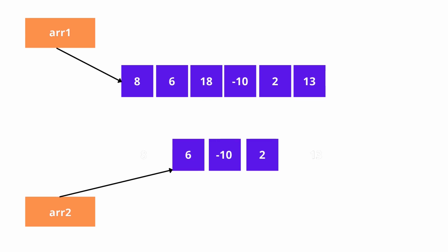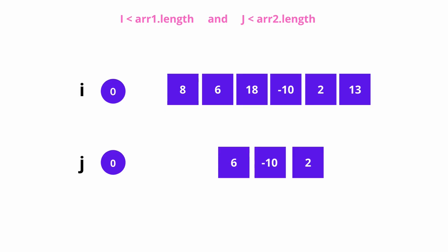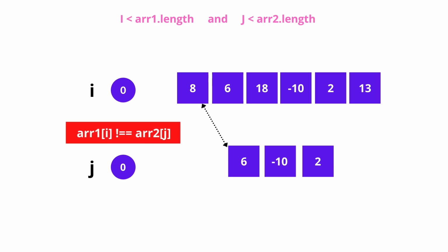So let's start. We can name these arrays array 1 and array 2. Now we'll be using two pointers, i and j, to iterate over both the arrays, and the main condition will be when we want to stop. So when the value of i or the value of j is equal to the length of the arrays, then we will be stopping. Initially we can initialize i to 0 as well as j to 0, and we will be comparing the element of each array with each other.